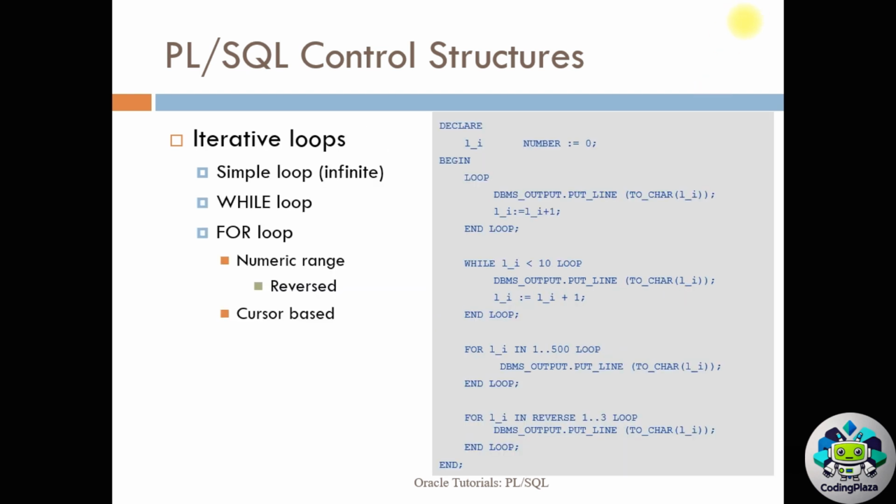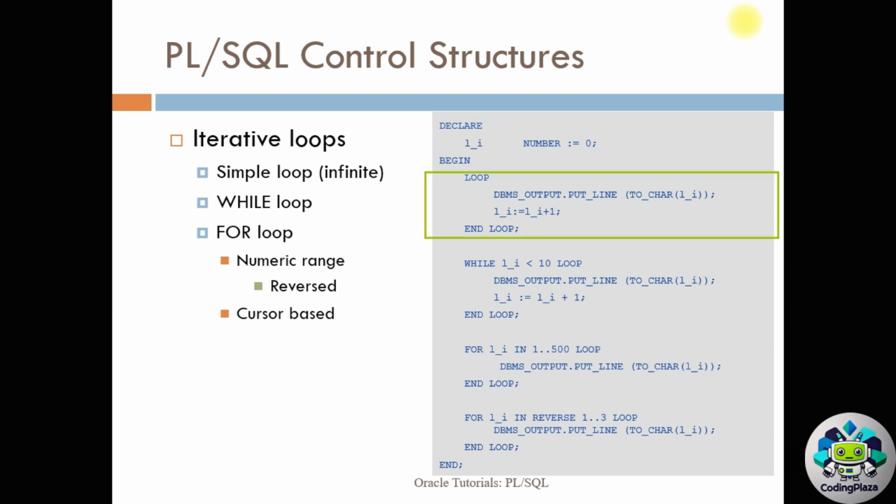Then after that we'll go to loops. For conditions, I can use both IF and CASE. Coming to loops, same as in all programming languages, there will be a while loop and a for loop. I'm going to show the simple loop, while loop, for loop, and for loop with a numeric range and how to reverse a loop. Cursor-based loops will also be there. That I'm going to show you in this video.